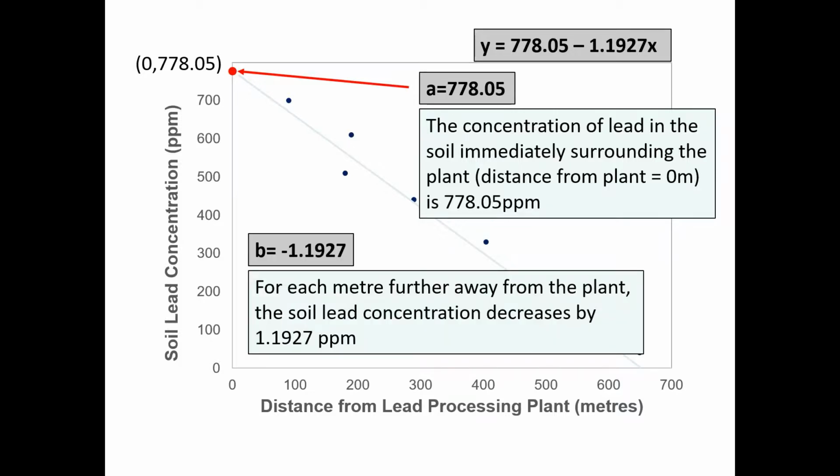And the slope here is minus 1.1927, which means for each meter further away from the plant, the soil lead concentration decreases by 1.1927 parts per million.